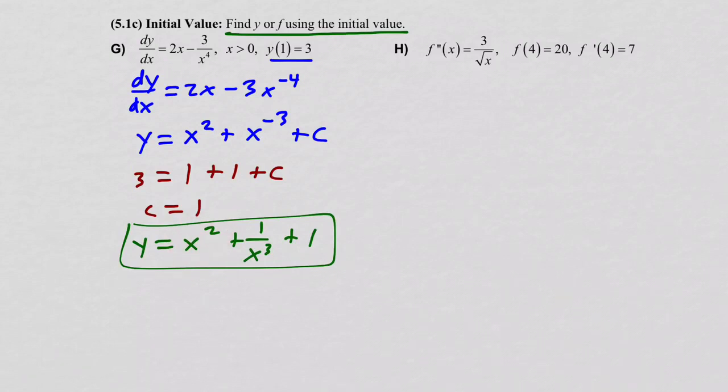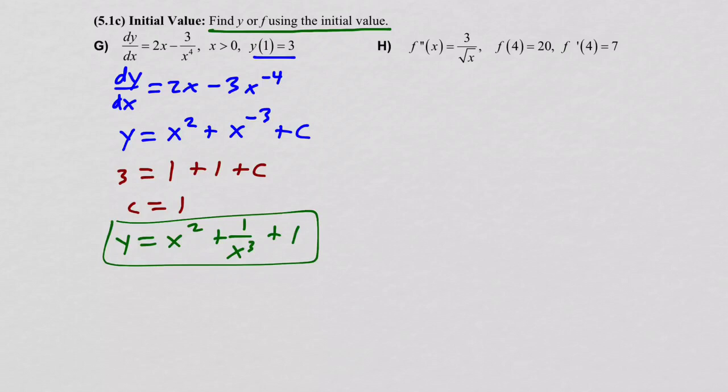X squared, its derivative is 2x. X to the negative third, its derivative is negative 3x to the negative fourth. And then the plus 1 we can check by taking 1, plugging it in for x to get 1 plus 1 plus 1, which gets us 3. Please, please, please take the time to check it. You don't have to write anything down, but it is certainly helpful to make sure you're getting it right.